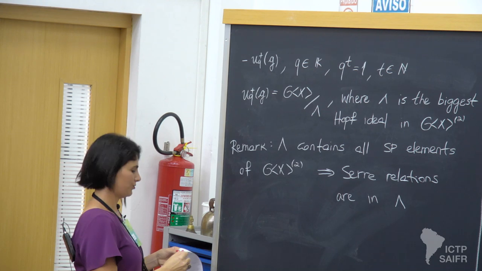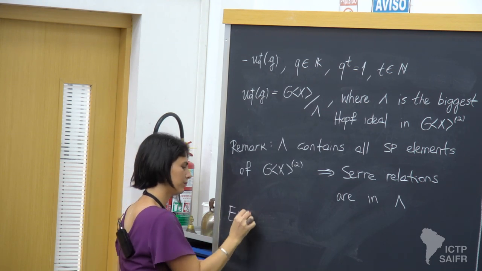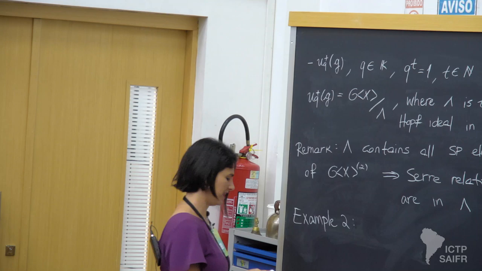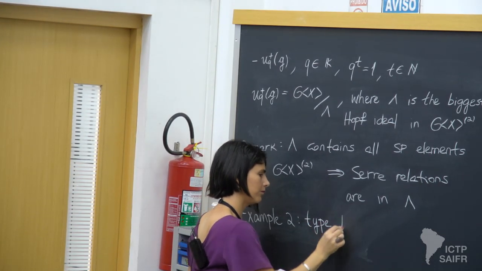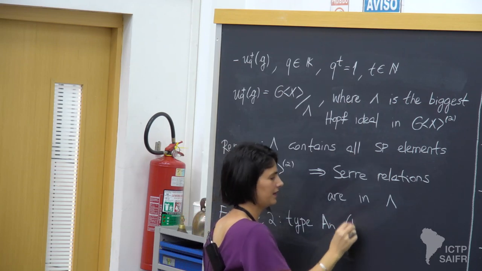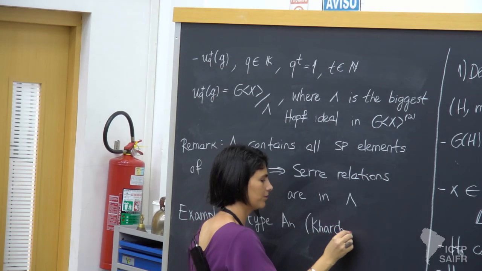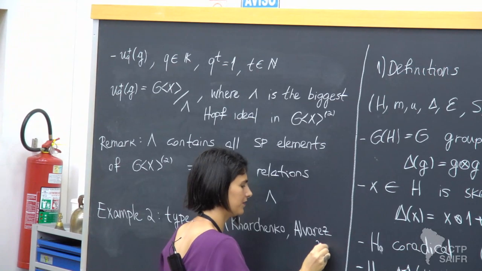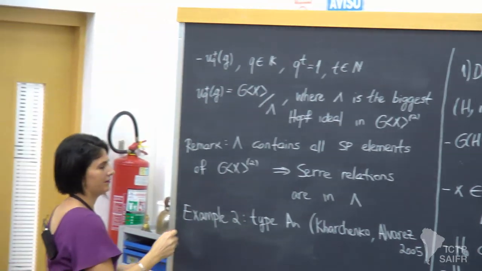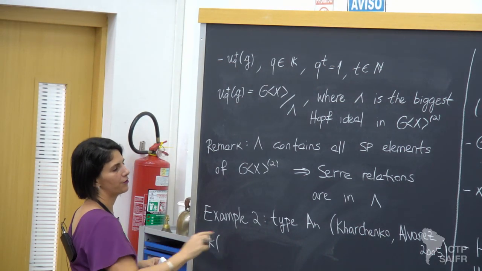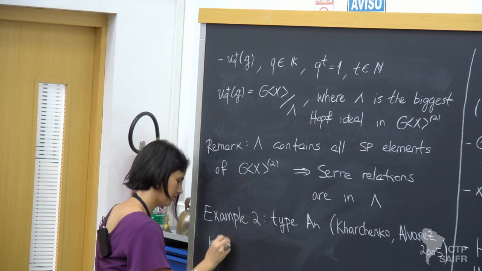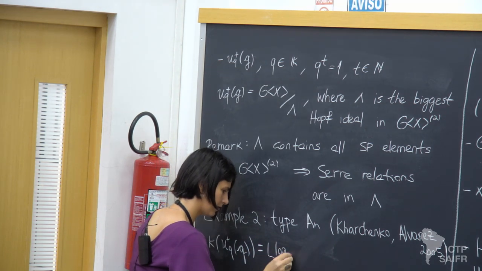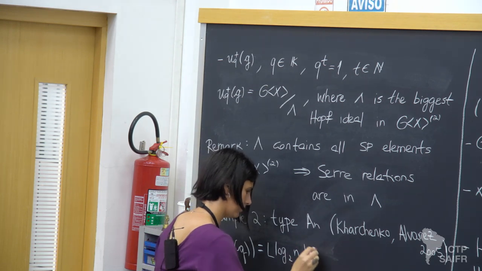So now I go to the more interesting examples, example two. We have this quantum group for type AN. This was proved by Heckenberger and Alvarez in 2005. They calculated the combinatorial rank of type AN, and this is this number.